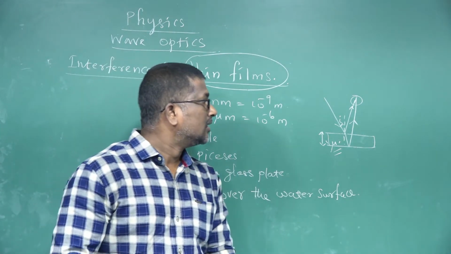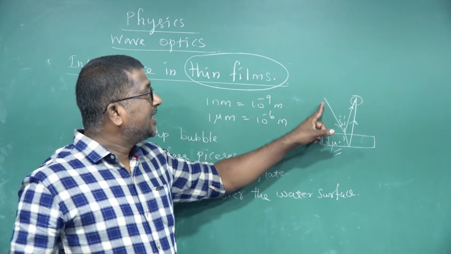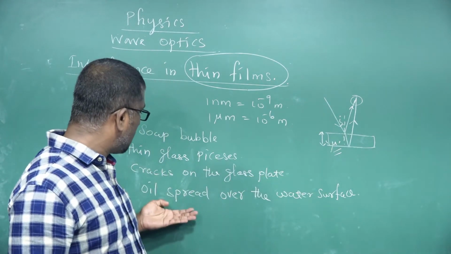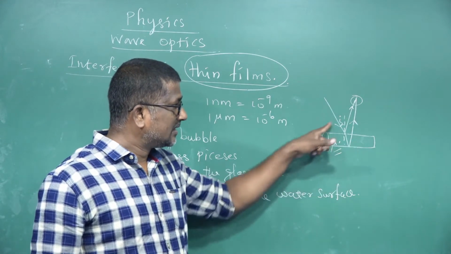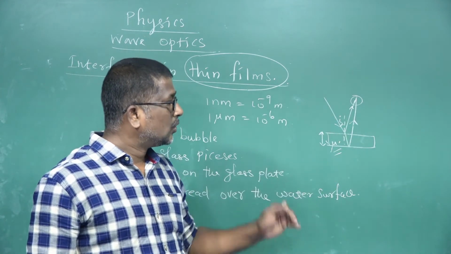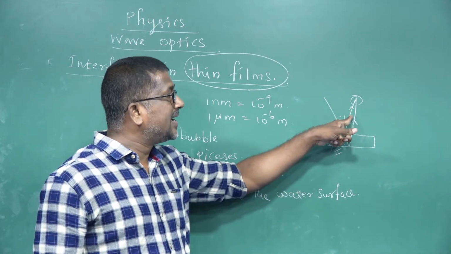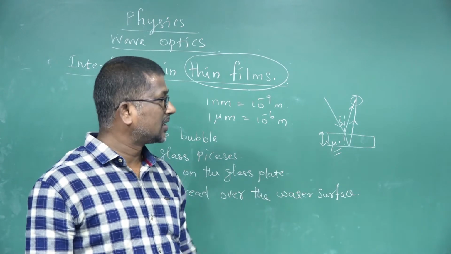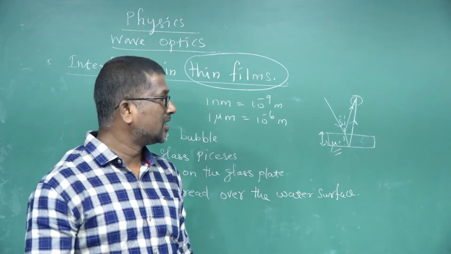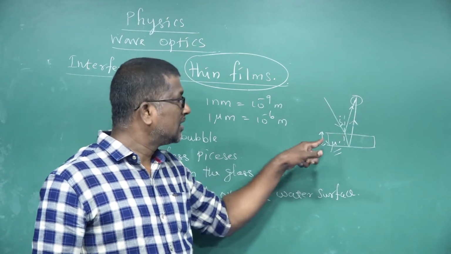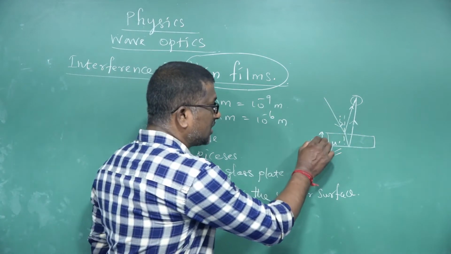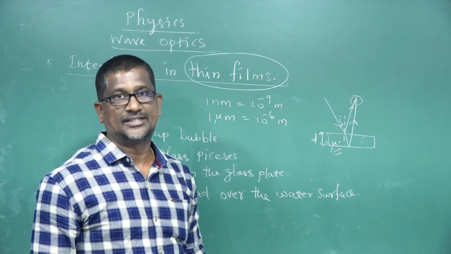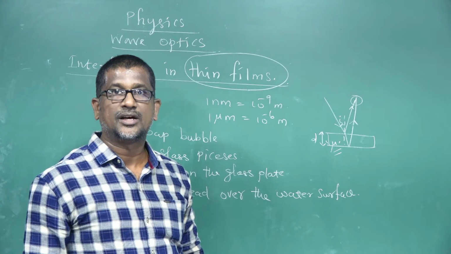Already I told you, if white light is incident on a thin film like a soap bubble or oil spread over the water surface, colors are exhibited on it. This is due to the interference of light waves reflected from the top and bottom surface of the thin film. The colors depend on the thickness of the thin film, its refractive index, and the angle of incidence of the light on the surface.